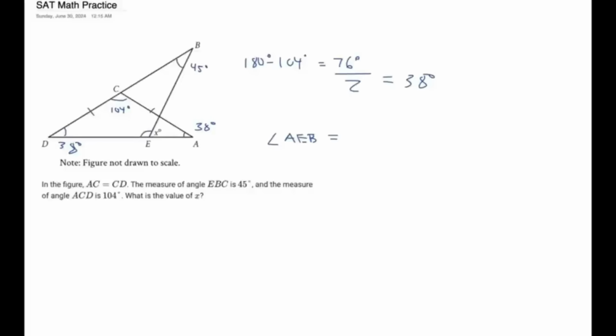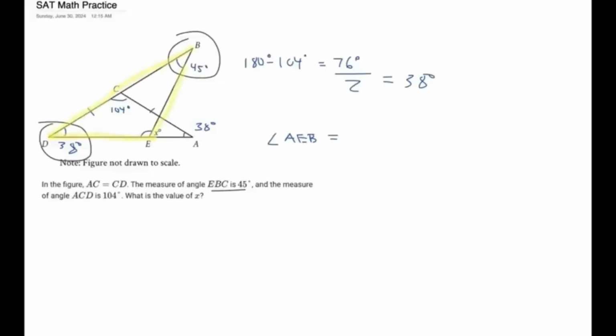Well, it's actually pretty interesting because they gave us the measure of EBC, this angle up here, and we just figured out the angle of BDE. And so these two angles make up a portion of this triangle, right? So it's this triangle right here.